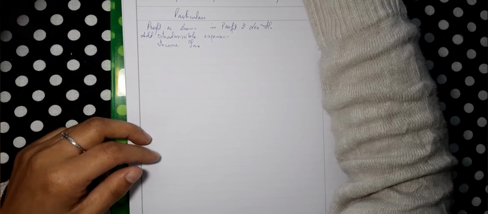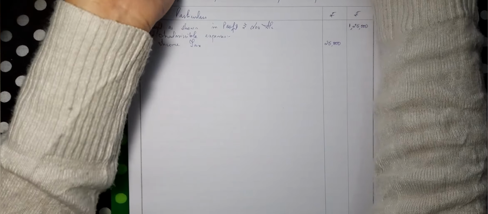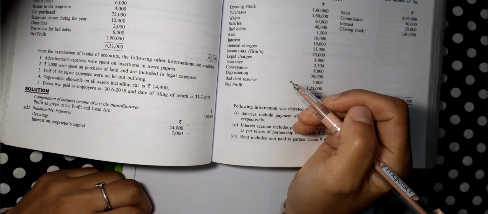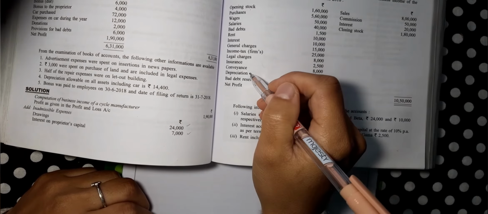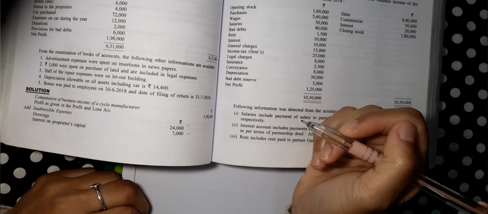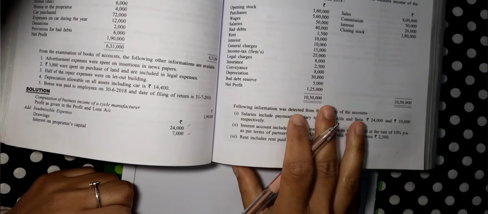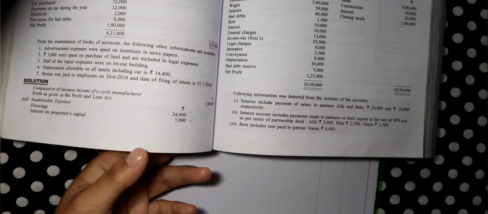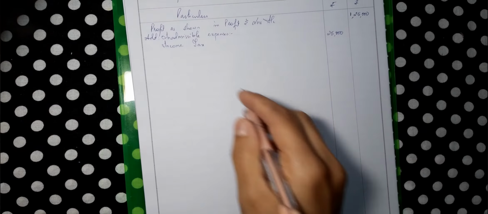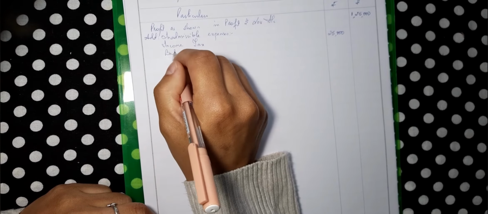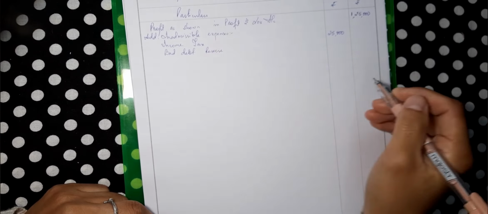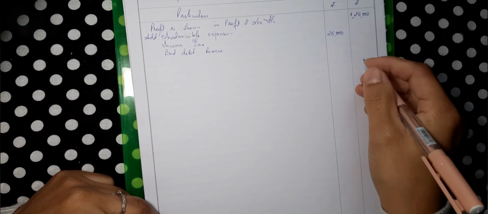Then you'll be checking the profit and loss account again. After income tax, we have legal charges which are allowed. Let me bring the question again. Insurance also is allowed. Conveyance is also allowed. Depreciation is allowed for now because we're not looking at the adjustments yet. And then you have bad debt reserve. Reserves are never allowed. Remember that, right? So we'll put in the bad debt reserve under this list. Bad debt reserve amounting to rupees 5,000.